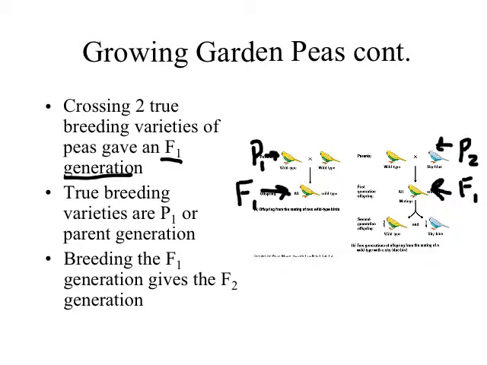Now, if we breed two of these F1s together, we're going to get what's called an F2 generation. Okay, and so that's what these guys are, our F2 generation. So when we talk about peas, oops, this should say P1. When we talk about P1s or F1s or F2s, you'll have an idea as to where it goes along in the order of genetics.